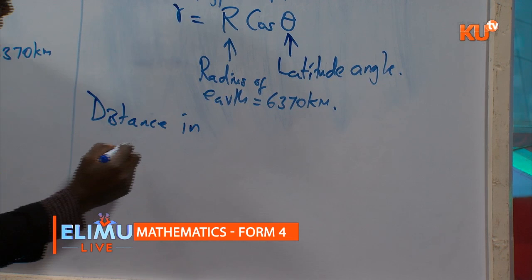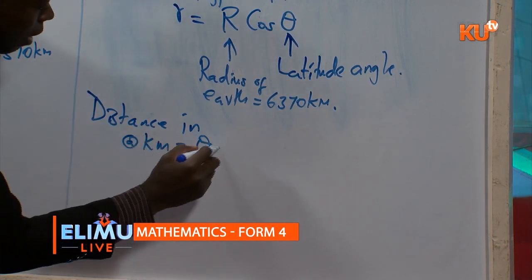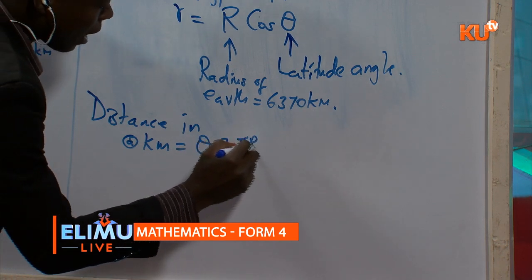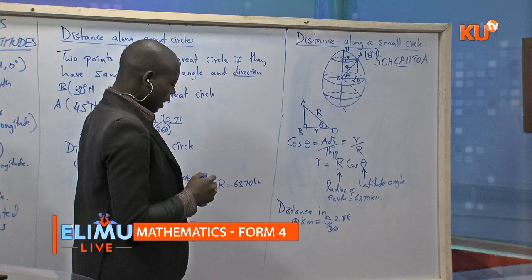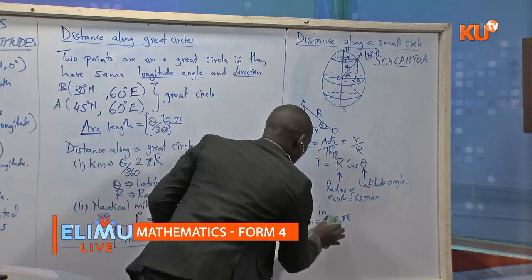Distance in kilometers will be theta over 360, 2 pi r. That is the formula for a great circle. So in a small circle, we only need to do some changes here.